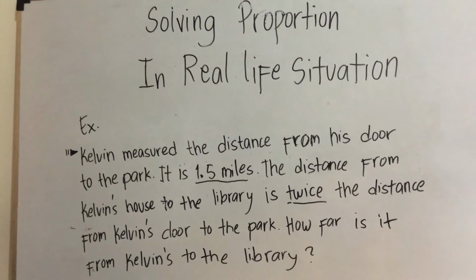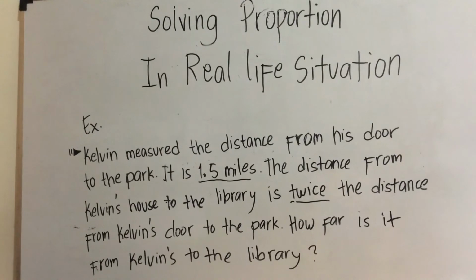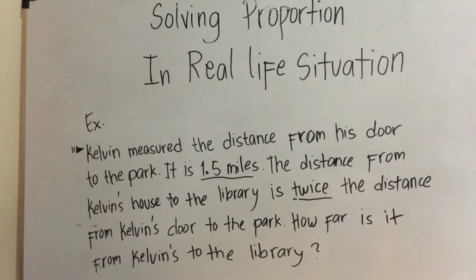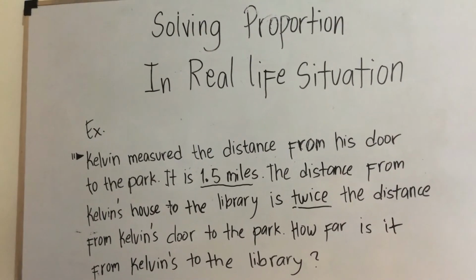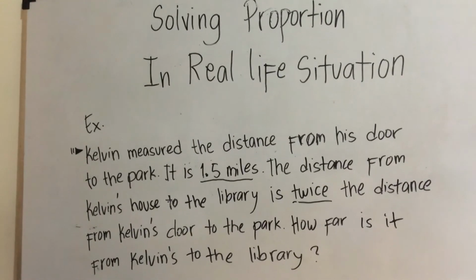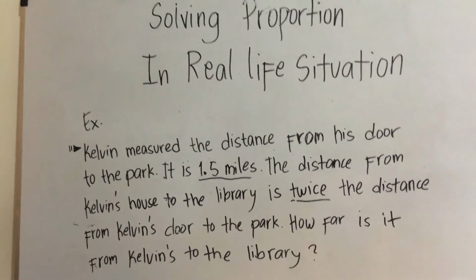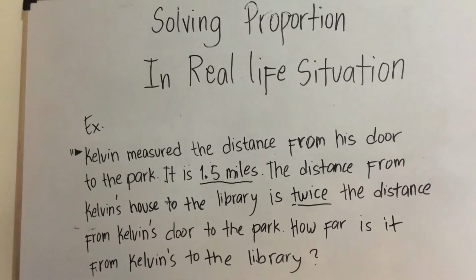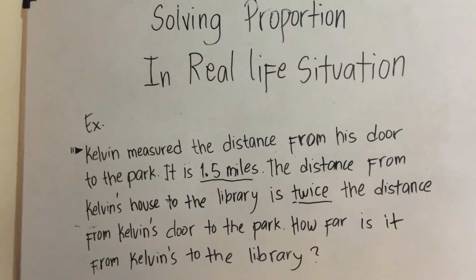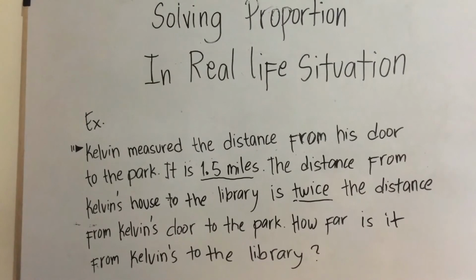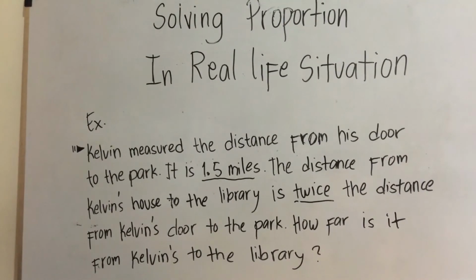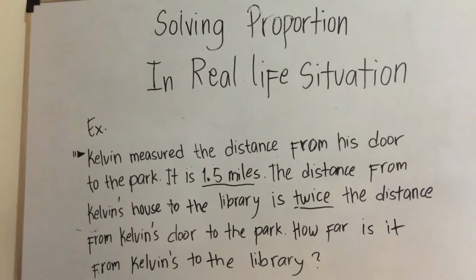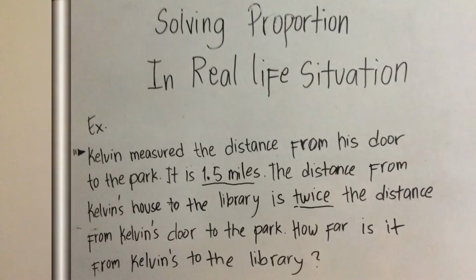After we differentiate the ratio and rate, now we're going to solve a proportion illustrating a real-life situation. Example: Kelvin measured the distance from his door to the park. It is 1.5 miles. The distance from Kelvin's house to the library is twice the distance from Kelvin's door to the park. How far is it from Kelvin's to the library? There are three types of proportion: the direct, inverse, and partitive proportion.